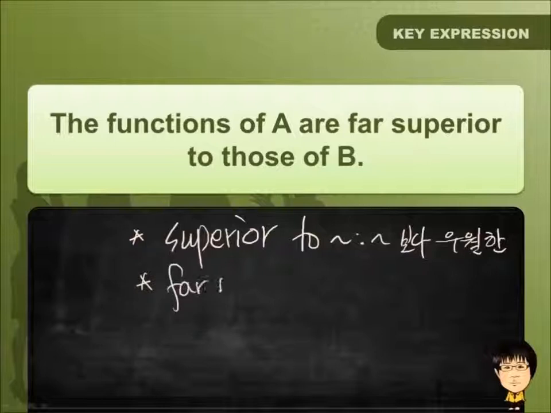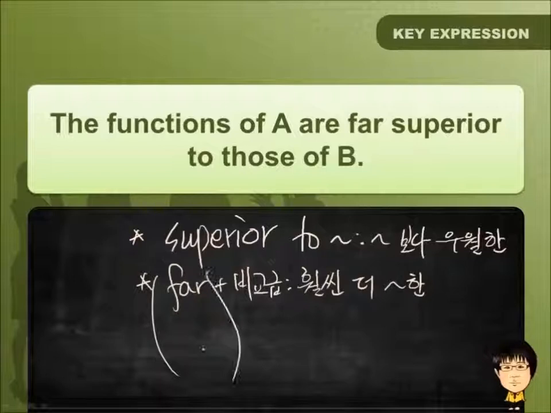자, 또 하나 여러분 한번 배운 적 있을 거예요. 비교급 앞에 있는 far는 멀리 이런 뜻 아니고 훨씬 이런 뜻으로 쓰입니다. 훨씬 더 뭐뭐한 이렇게 쓰이죠. 그래서 far better, 훨씬 더 나은, far superior, 훨씬 더 우월한 이라고 할 때 far 쓸 수 있습니다. 자, far 말고 쓸 수 있는 표현 여러분 많이 배웠겠지만 even 이라든가 a lot 이라든가 또는 much 이런 표현들 쓸 수 있겠습니다. 예. The functions of A are far superior to those of B.